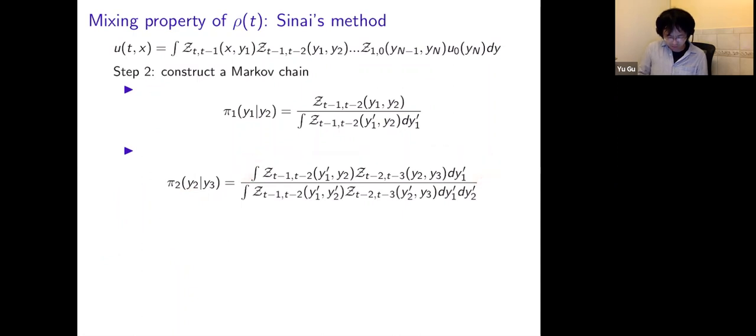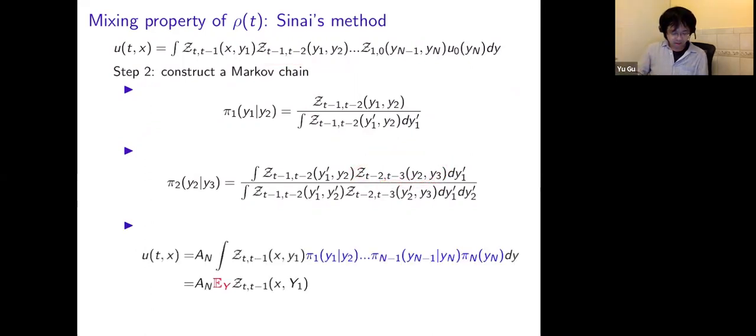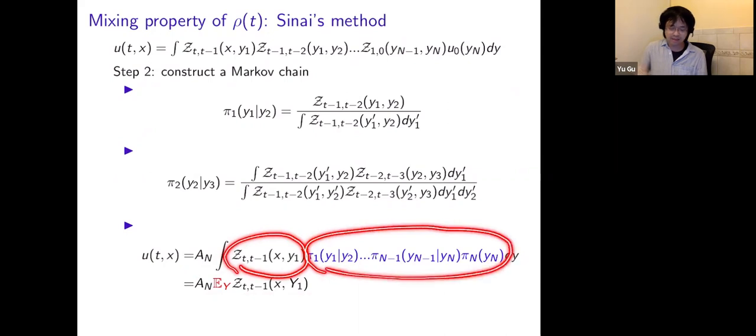So I integrate in the Y1 prime variable. You see that this factor precisely cancels this factor. So I get Z(Y1,Y2) multiplied by Z(Y2,Y3), that's precisely this term multiplied by this term. I just keep doing this. In this way, I can write my solution to the SHE in this simple form. This part is the joint density of my Yn, Yn minus one up to Y1. But I still have some factor here. This is just a constant factor that depends on t, but doesn't depend on x. It's a random constant. Then I can express my U as the expectation with respect to this Markov chain of this thing here, because it's precisely this multiplied by the joint density of Yn up to Y1.